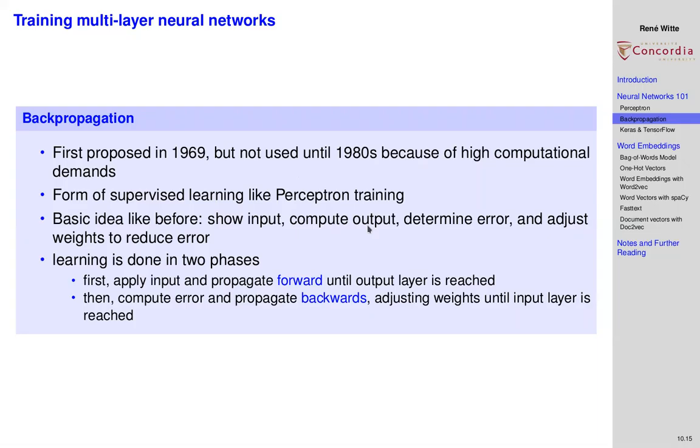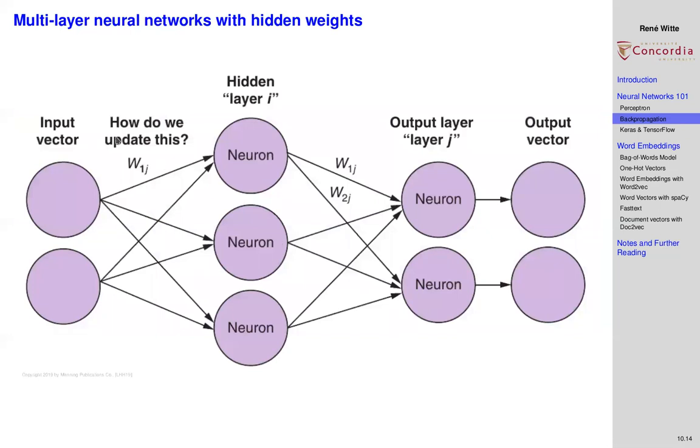We determine the error, and we want to be able to adjust the weights to reduce the error. And because we now have a network, this is done in 2 steps. So the first step is applying the input. We compute the activation. We get the first output values here, and then we repeat it. So this is the feed-forward phase. We propagate the values until we arrive at the output layer.